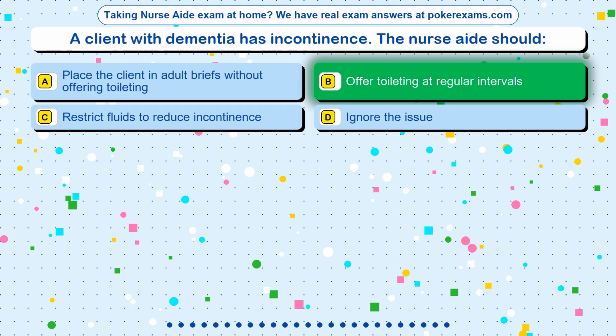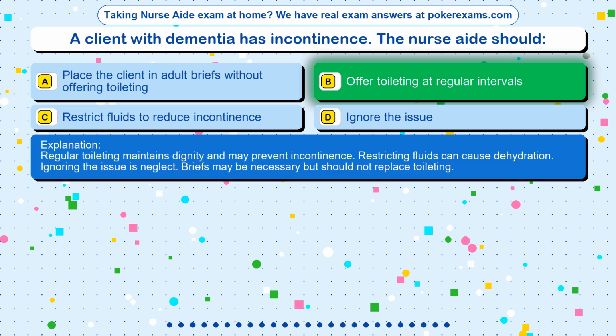The correct answer is option B. Offer toileting at regular intervals. Regular toileting maintains dignity and may prevent incontinence. Restricting fluids can cause dehydration. Ignoring the issue is neglect. Briefs may be necessary but should not replace toileting.